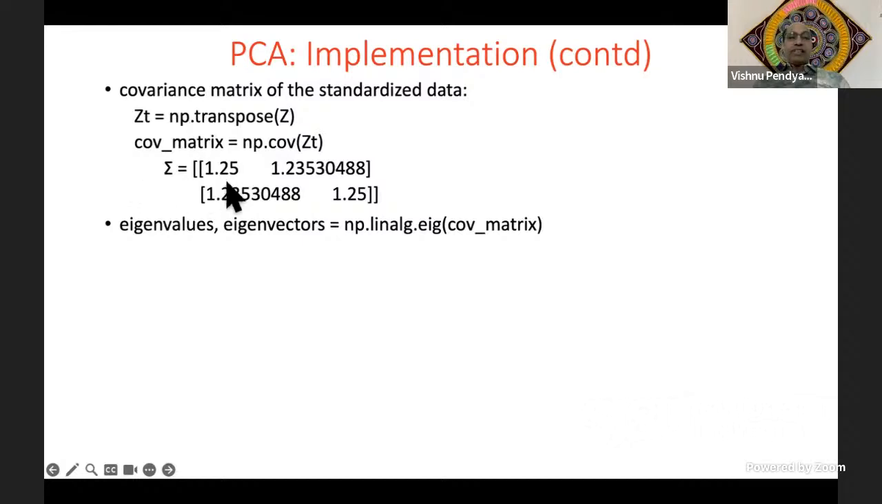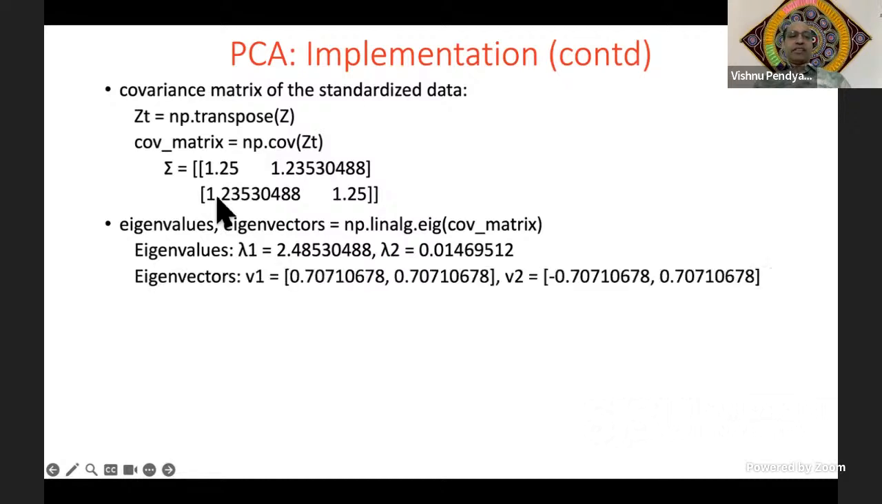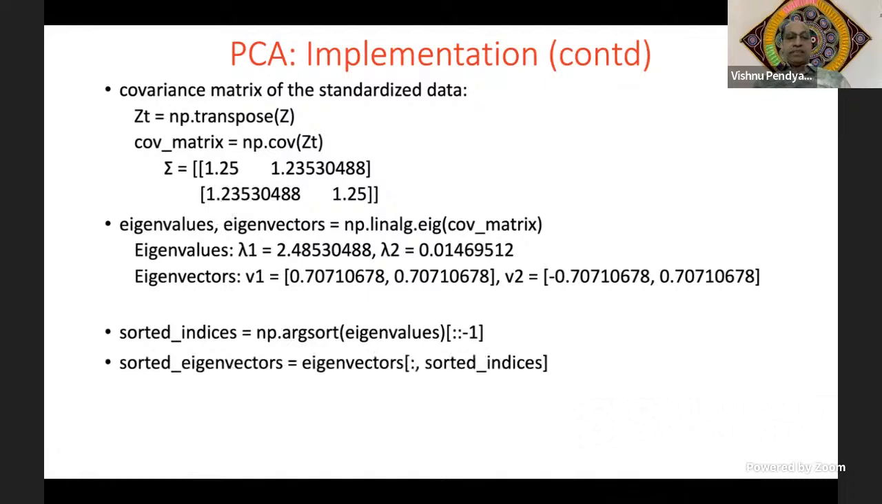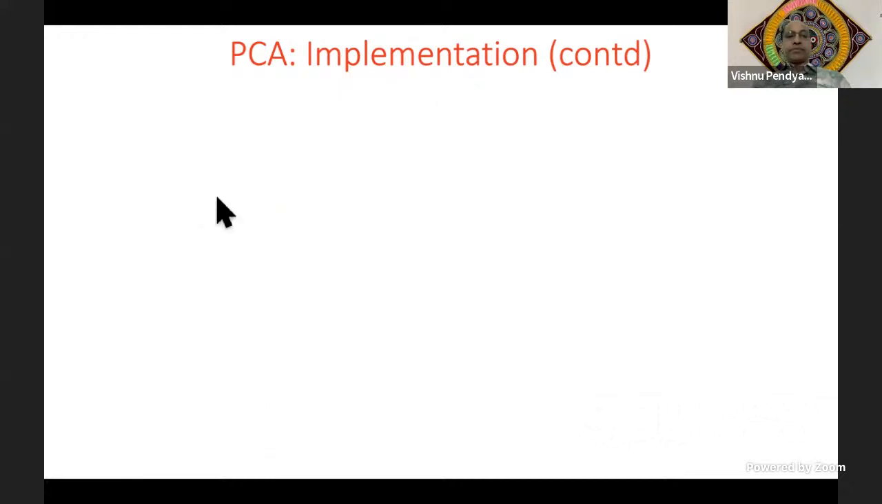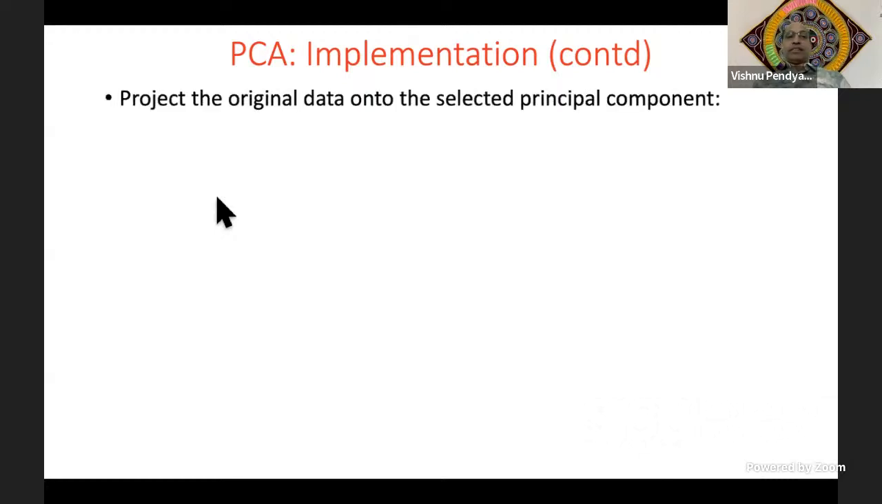Then computing the eigenvalues and vectors is directly calling this method in the linear algebra class of the NumPy package. Just call that method, and it spits out the eigenvalues and eigenvectors. You sort the eigenvalues to determine which principal components capture the most variance, and then choose the top k. In this case, there are only two features, so we just choose the top one as the principal component. So you get the first principal component and project the original data onto the selected principal component.